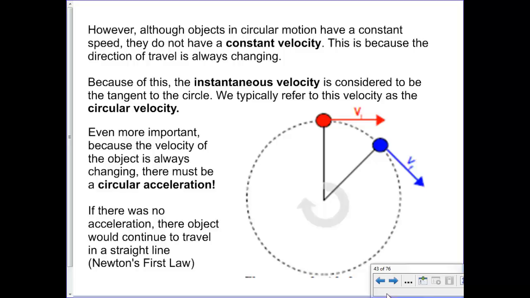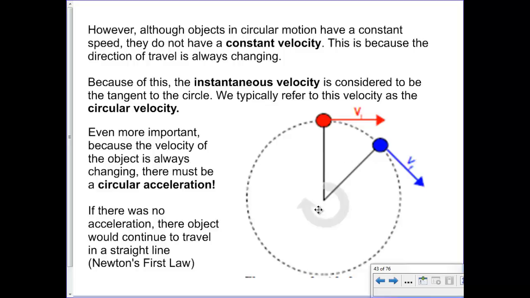Right? For a while, it's going this way, then this way, then this way, then this way, then this way, until eventually it comes back to where it was. Okay. So the direction of travel is always changing. There's a term I need to review with you guys. I think I showed you this in our first unit. Instantaneous velocity. Do you guys remember that word? That would be the velocity at any one moment in time.